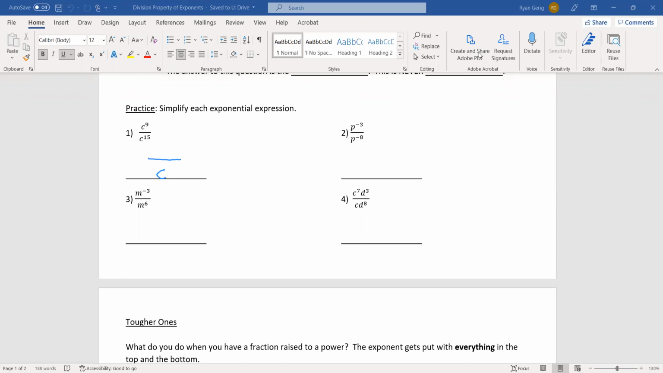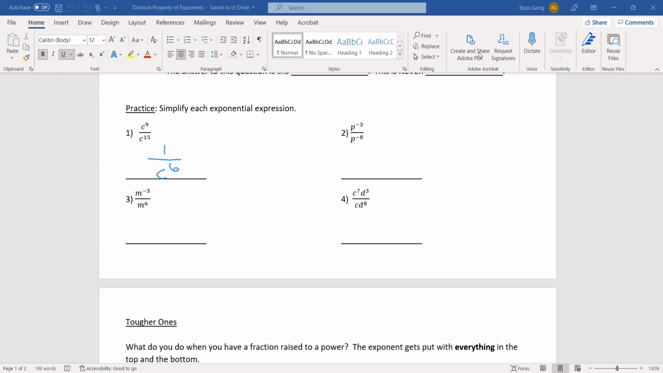You put the c wherever there are more. So there's more on the bottom, we're going to put the c on the bottom. Well, how many more are there on the bottom? Well, 15 minus 9, there's 6 more on the bottom. That's my exponent. Now I just finish it up by putting a 1 on top, and I'm done.